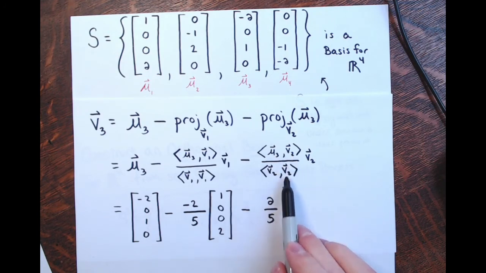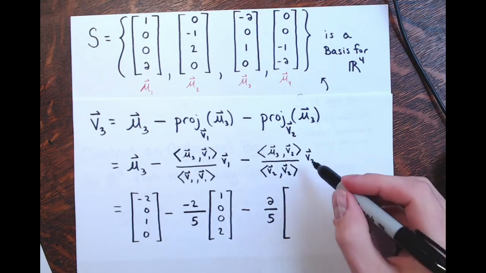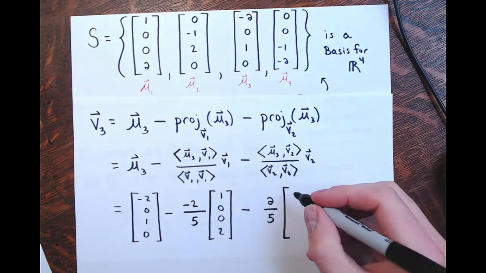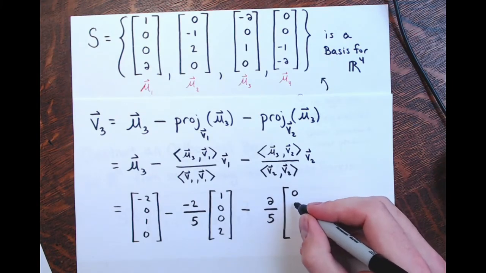All right, so we had the u3 inner product with v2, which is 2, and then the inner product of v2 with itself was 5. Then times v2. Now remember, v2 was u2, from my earlier page.